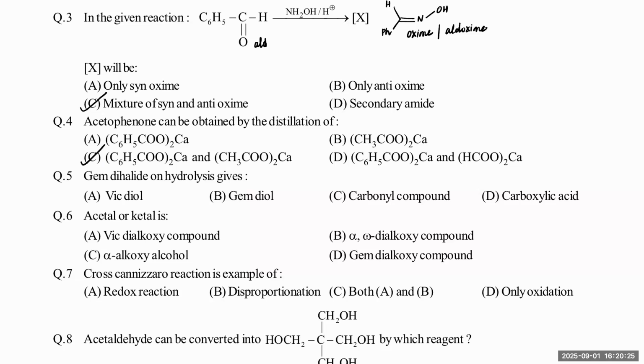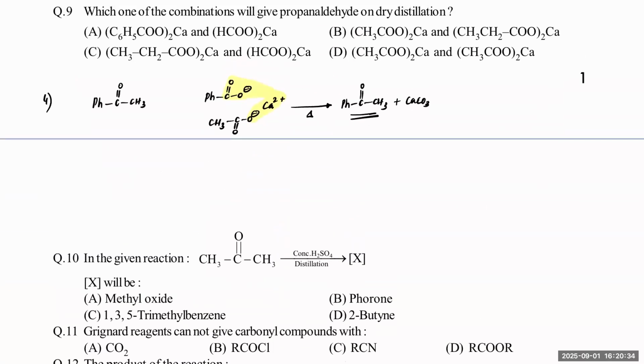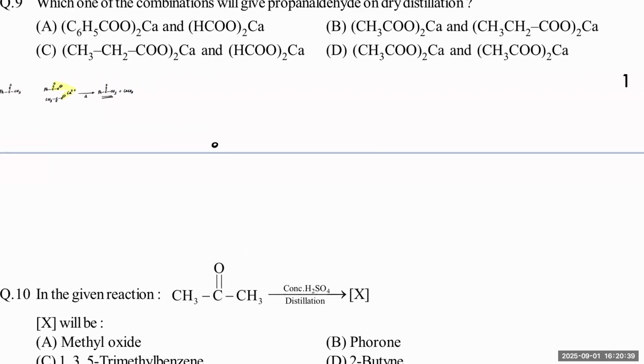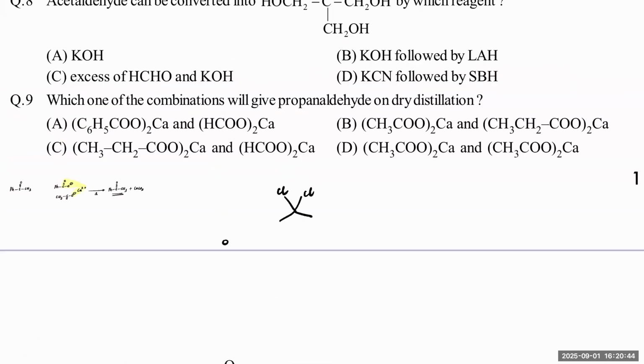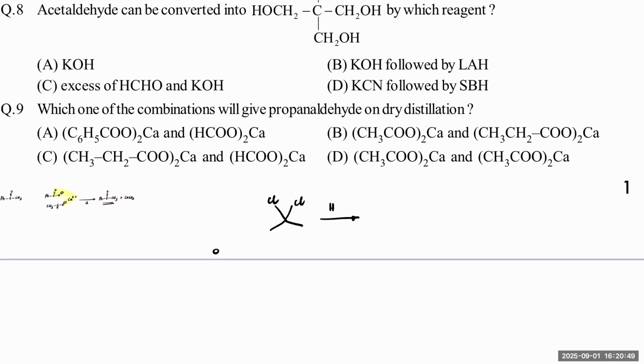Clear? Any doubt? Geminal dihalides on hydrolysis will give you what? Geminal dihalides means halogens on the same carbon are called geminal dihalides. And on hydrolysis, if you add water, water will replace one halogen with an OH group, and the lone pair will push out chlorine.